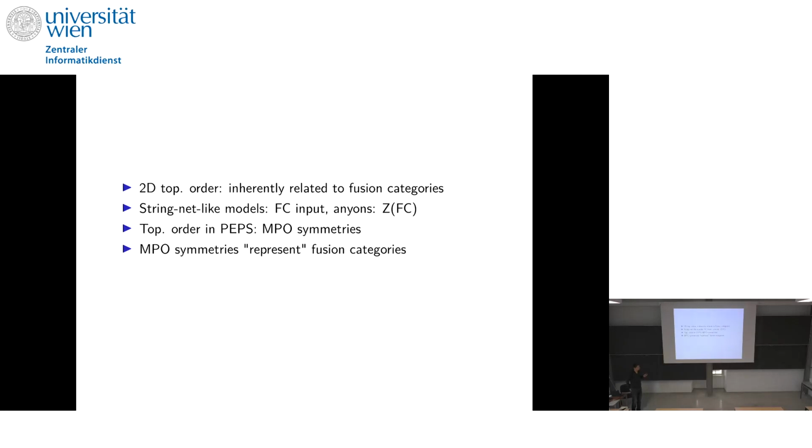The topological order is also understood in PEPS, in which case we understand that the reason why topological order arises is the presence of some MPO symmetries. And in fact, these MPO symmetries are some representation of these fusion categories.